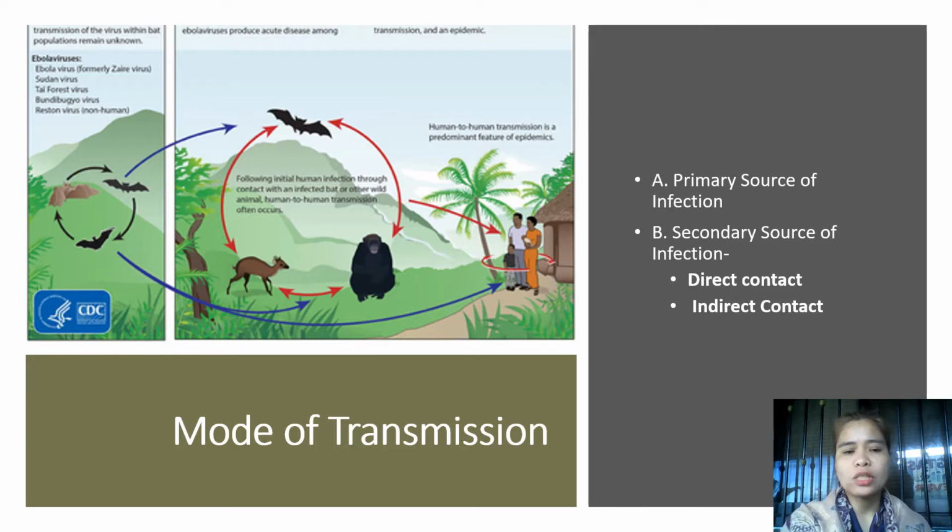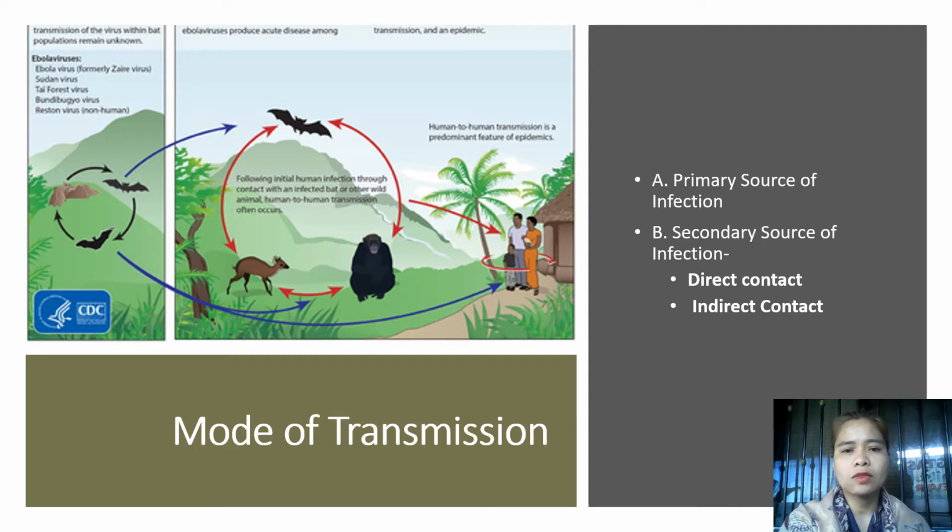As for the mode of transmission of Ebola virus, it is believed that the primary source of infection is transmitted from animal to human. The virus is zoonotic, animal-borne, with bats being the most likely reservoir of the infection. As a secondary source of infection, the virus can be transmitted from human to human.